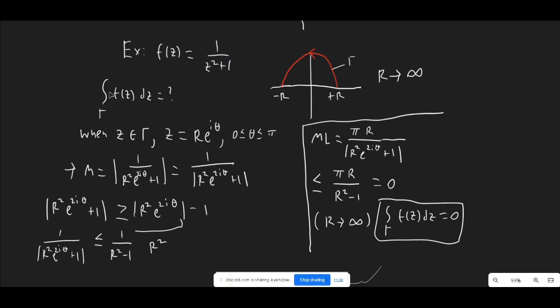I'll always pretty much use gamma just to represent this big semicircle that goes from plus r to minus r in the upper half plane of the complex plane. Again, r goes to infinity. We're trying to show that this goes to 0.